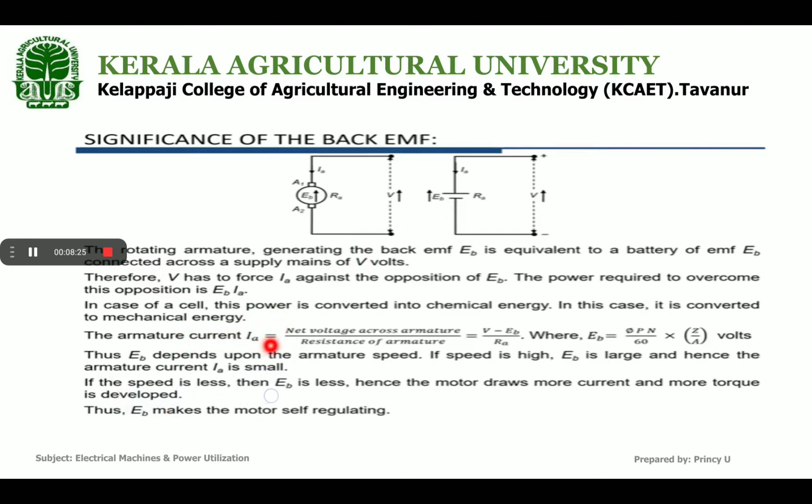Okay, so the armature current IA is equal to net voltage across armature by resistance of armature. So just write the equation for armature current. What will be the equation for armature current? The total voltage in the armature: here the input voltage V and the induced voltage EB. So net voltage will be V minus EB. And the resistance of armature is RA. So V minus EB divided by RA is the armature current. And we know that back EMF equation is Φ P N by 60 into Z by A volts.